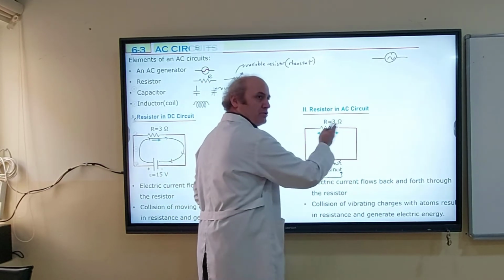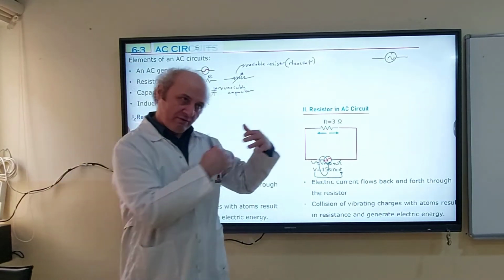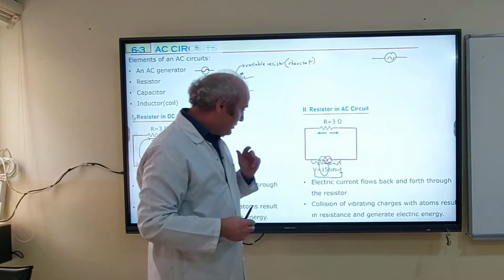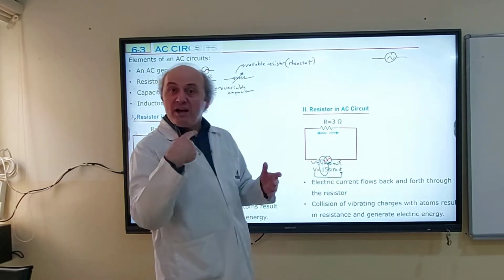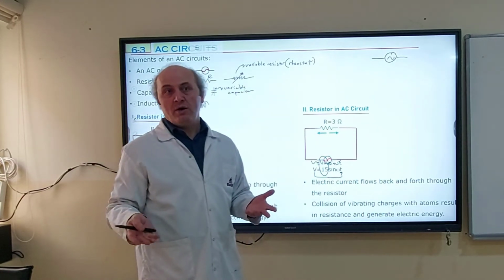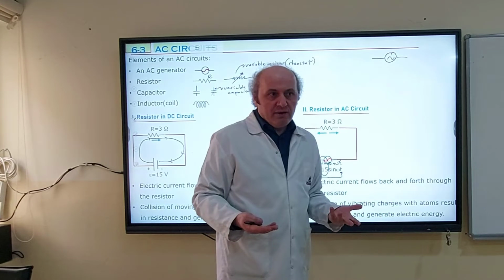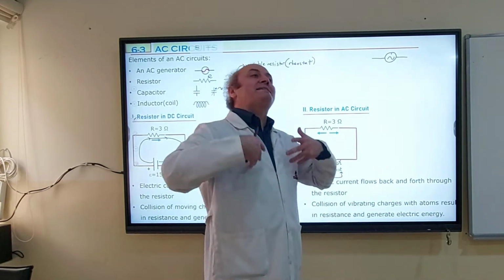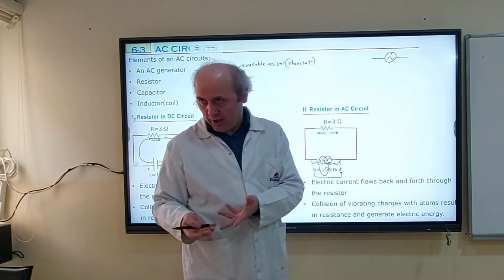So electrons are vibrating in an AC circuit. They don't travel in one direction. Of course, when they are vibrating, they still collide with other atoms. Because of this collision, there will be a resistance again. Resistance exists. And also, electrical energy will be given out by the AC generator as well.